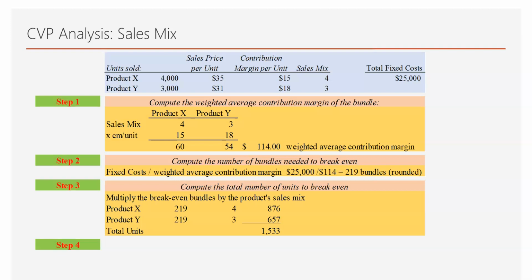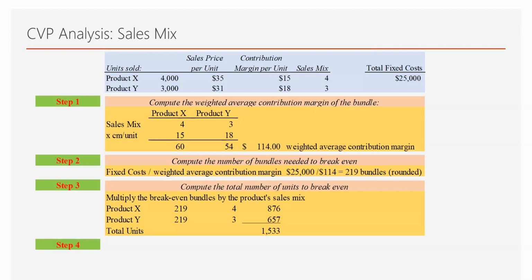So now the total units I need to sell: 1,533 units. And that's assuming, though, that the sales mix holds at 4-3, 4 units of product X to 3 units of product Y. And again, this is just proportionality carried all the way through so that we can get down to the bottom line here.